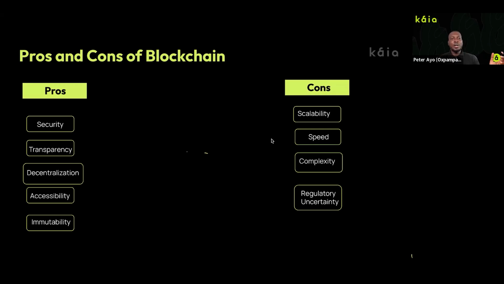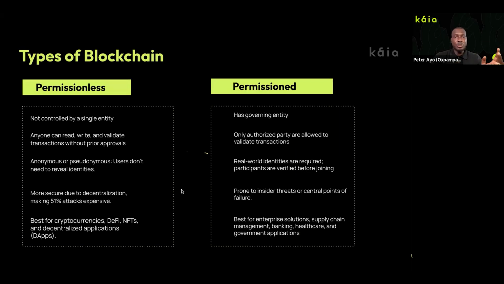So yeah, we've been able to talk about the pros and cons of the blockchain, how the blockchain is secure, transparent, decentralized, accessible, and immutable. And for the cons part, which is like disadvantage, we talked about scalability, speed, complexity, and also regulatory uncertainty, right? The next on the list is the types of blockchain. What are the various types of blockchain?